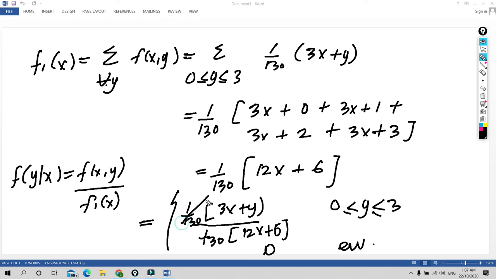So this can be cancelled off, this can be cancelled off. Okay? So you have (3x plus y) over (12x plus 6). This is how we write the conditional probability of y given x, and previously we have learned the probability of x given y.